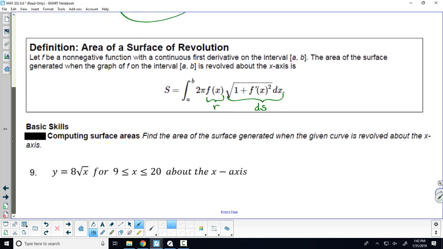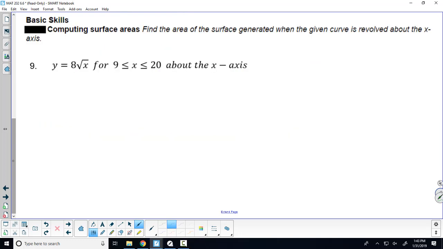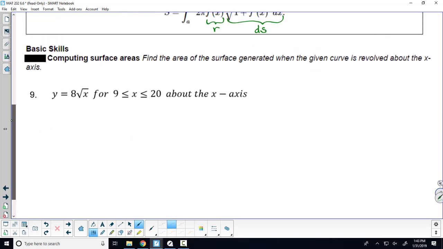So let's try a couple of these. I went through all these black boxes because the new book has problems rearranged and renumbered. And it's a pain. I can't just type in here. So if you see these black boxes, it's just because I crossed out what the numbers used to be and put in what the numbers are supposed to be now.